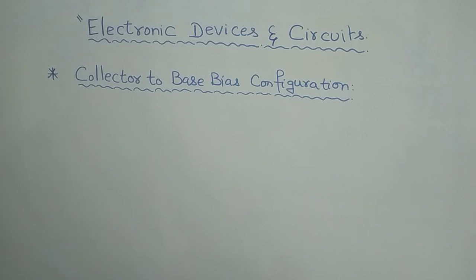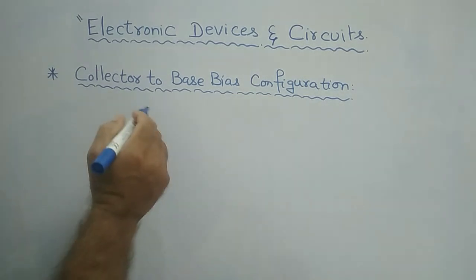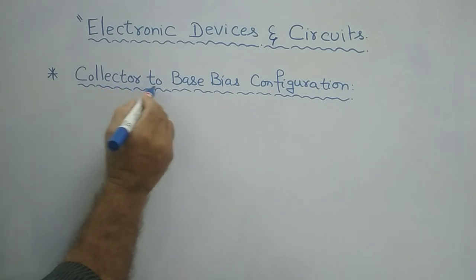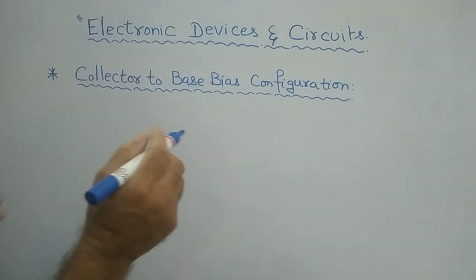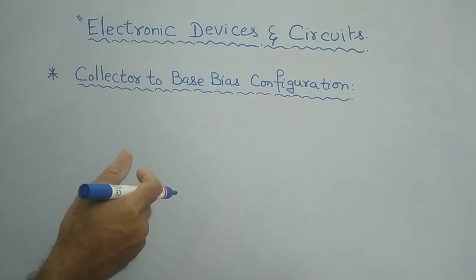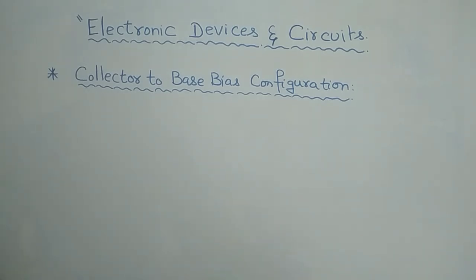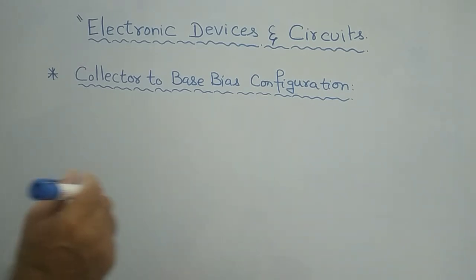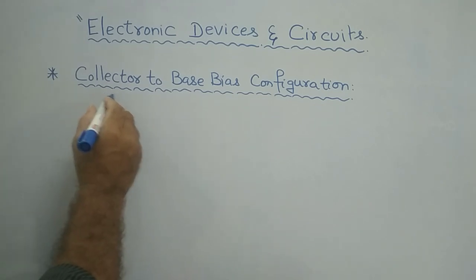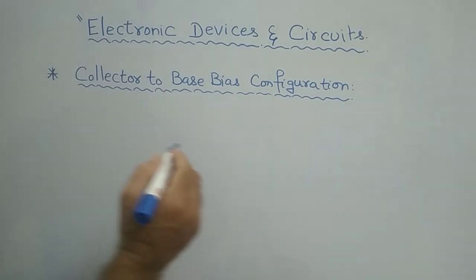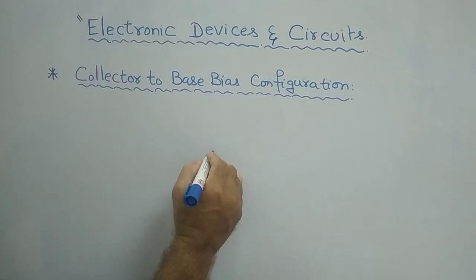Clear? In today's presentation, I would like to explain the second configuration in the transistor biasing methods, that is the collector to base bias. It is a collector to base bias configuration. This is a slightly improved version of the previous one, the fixed bias configuration. So how does the circuit diagram of this collector to base bias look? It is actually a very simple circuit.